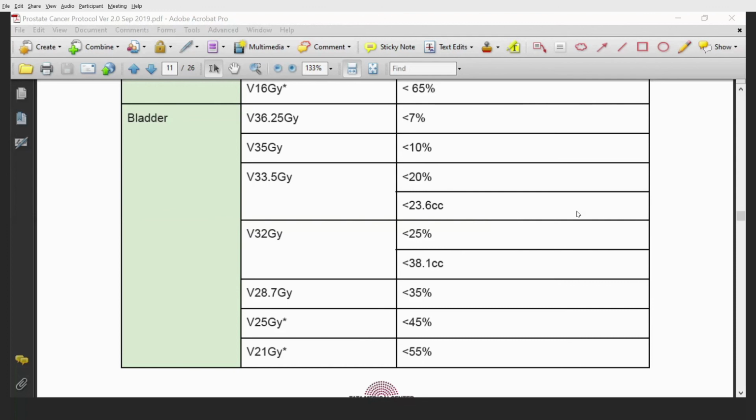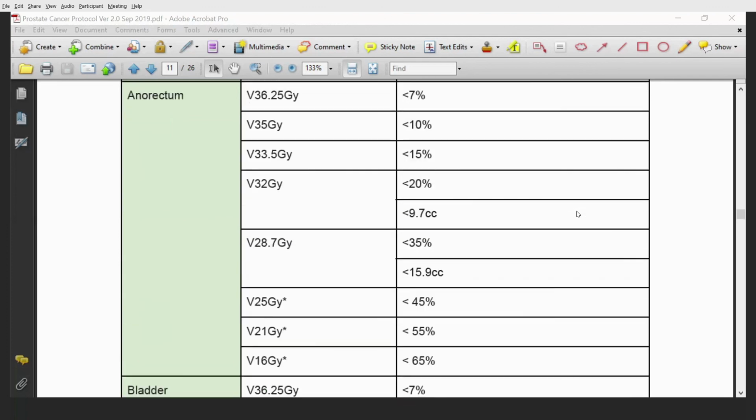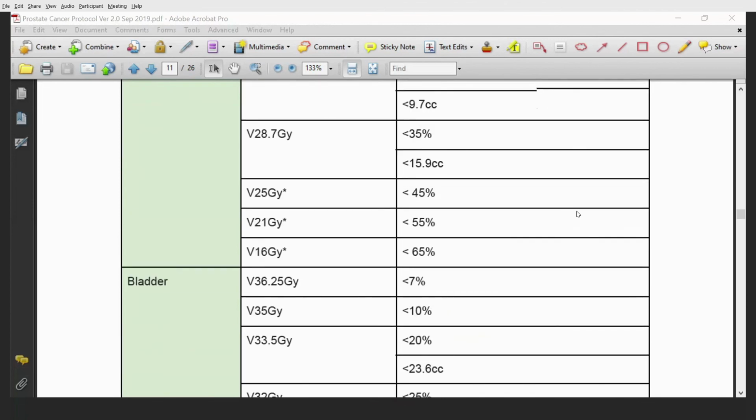Now, say if the conventional constraint is 30%, you reduce that by a third. Because the conventional constraints are very easy to meet, so you don't want to go up to the conventional constraint. So if it's 30%, you make it 20%. And you will find that in the vast majority of patients, you will be able to meet these constraints very easily. So we actually developed our constraints like that.